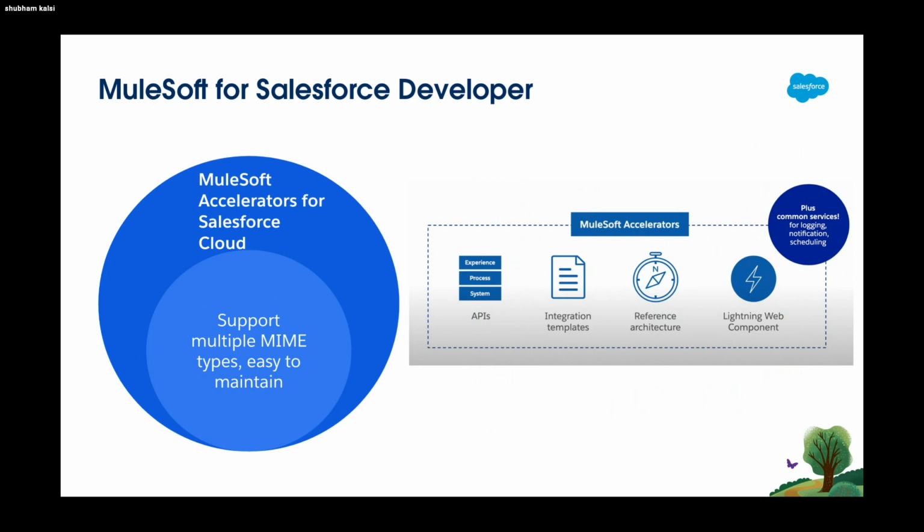Now, basically, all you have to do is download the right accelerator from Anypoint Exchange. Anypoint Exchange is basically a repo that MuleSoft has to download its connectors, accelerators, and code as well if needed.